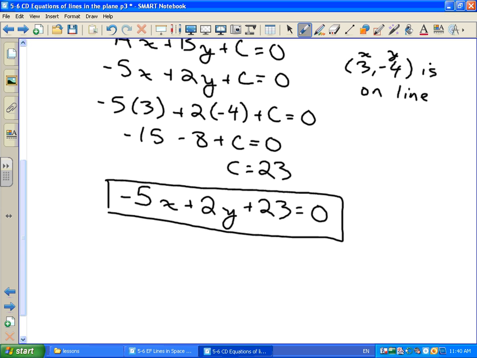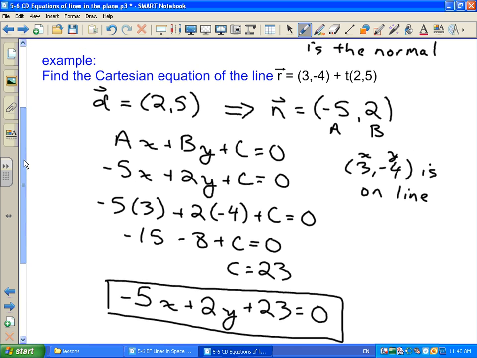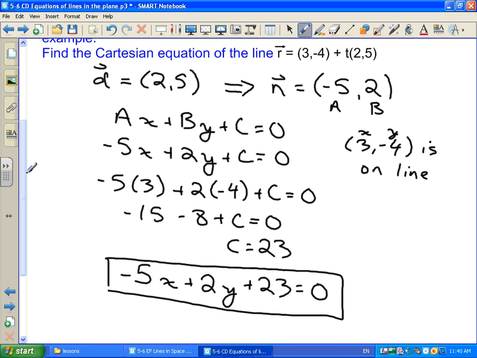So is that the same line as the one up there? This is the same line as R up here, okay? Just in Cartesian form.